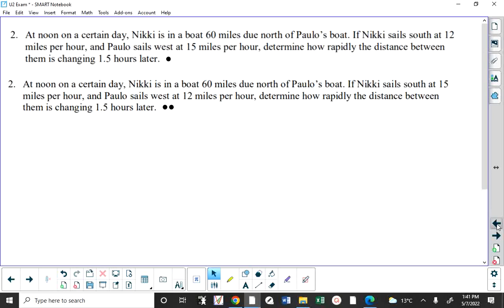So in either case, your setup is that Nikki starts north of Paulo. This is where Nikki starts. Paulo starts 60 kilometers south of Nikki. Paulo sails west, so Paulo is going to sail in this direction, and Nikki sails south, which means at any later point in time, Nikki will be here and Paulo will be here. It doesn't matter whether this is drawn to scale or not. I'm attempting to draw one diagram that we could use to answer question 2 whether you have exam version 1 or 2.